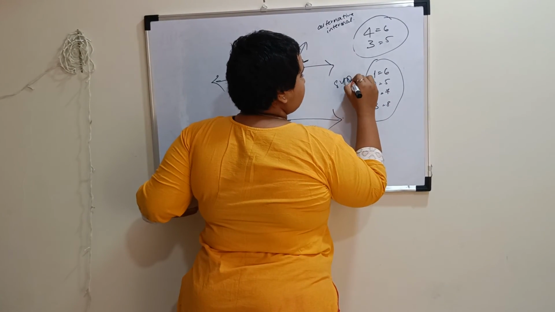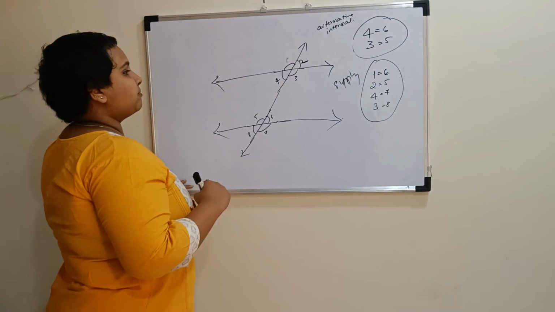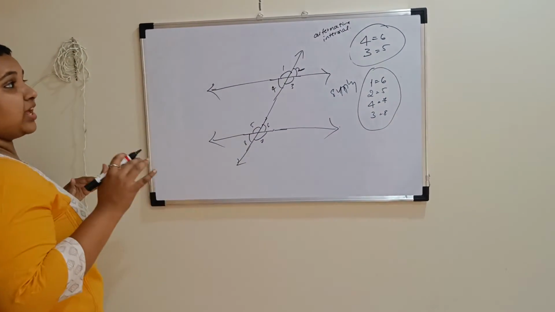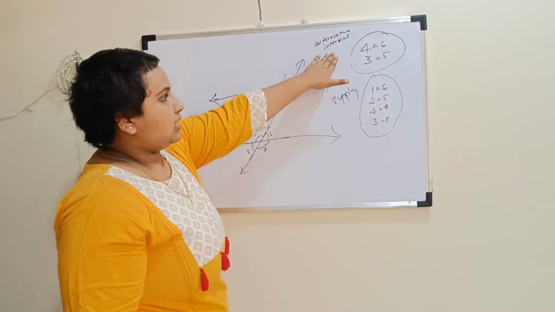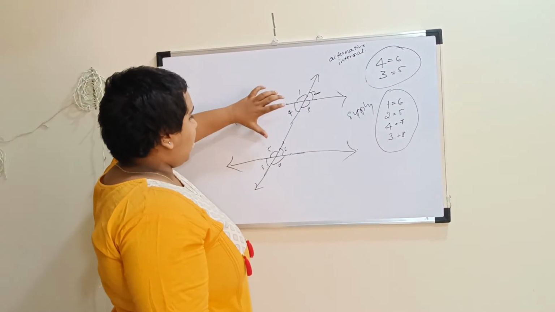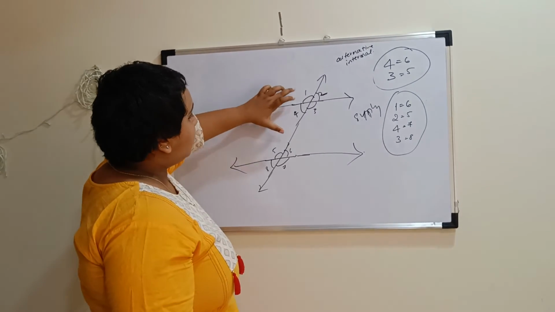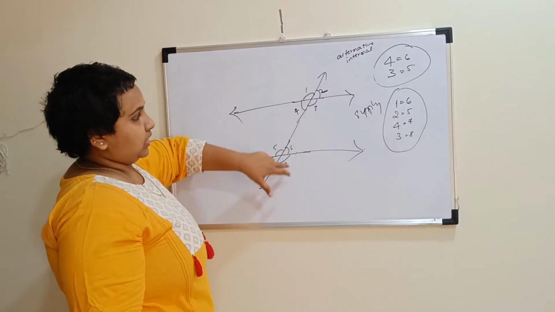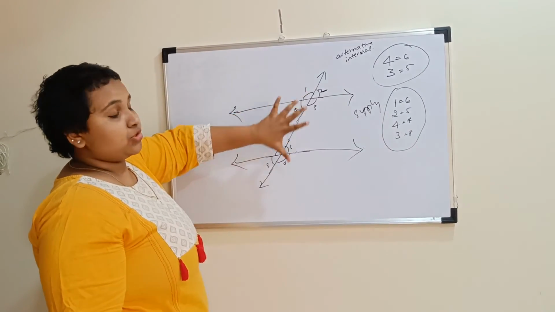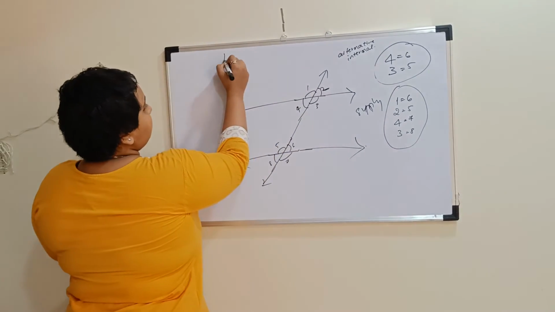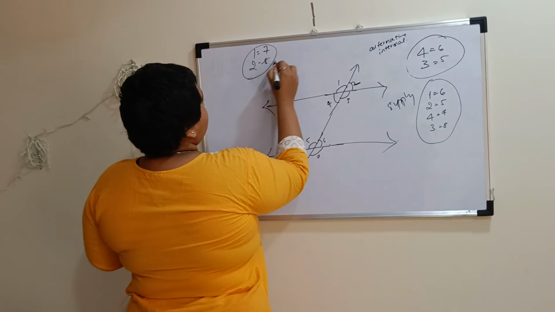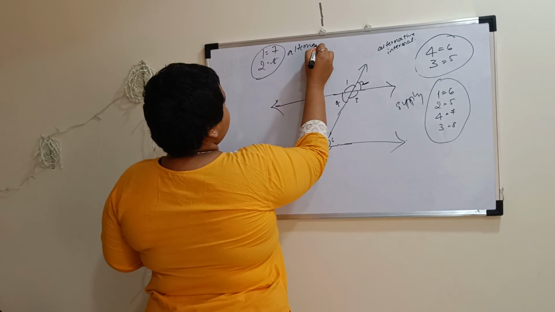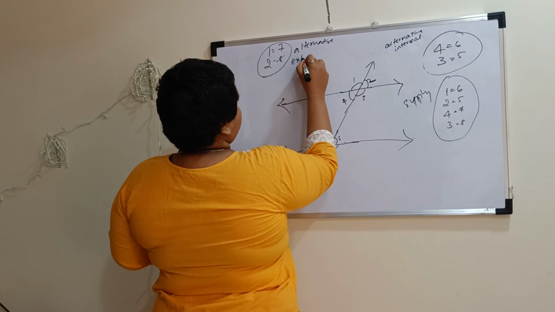These angles are called corresponding angles. And then I got exterior angles. Exterior angles are just like this one. Here 1 is equal to 7. Both are exterior and in opposite directions of the intersection. So 1 is equal to 7 and 2 is equal to 8. These are called alternate exterior angles.